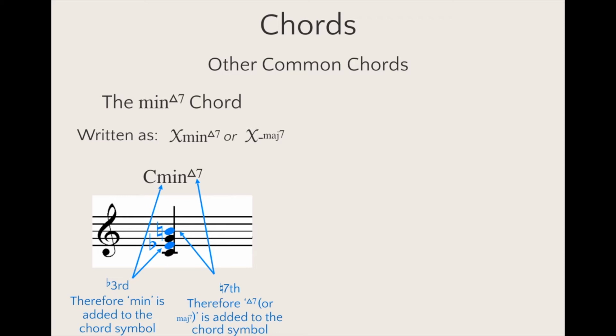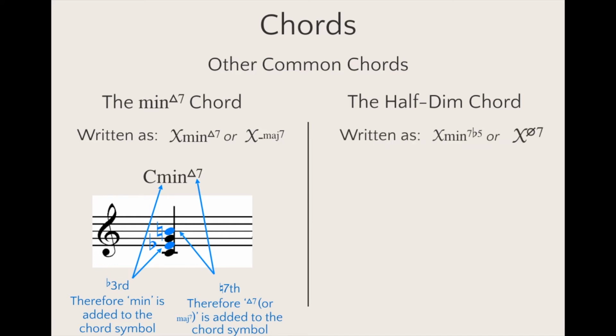Another common chord is what's known as the half diminished chord. It's called half diminished because half of the arpeggio is diminished. However, it's better practice to call it minor 7 flat 5, as this is more descriptive of the chord, as you'll find out later in the course. You can also write it as a circle with a slash through it, 7. The circle is the common symbol for diminished, so by adding a slash through the middle of the circle, it implies half diminished, and then we add our 7.